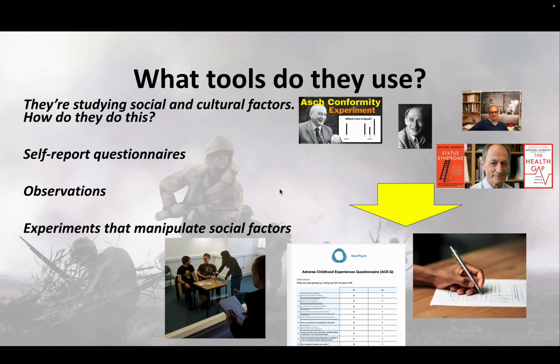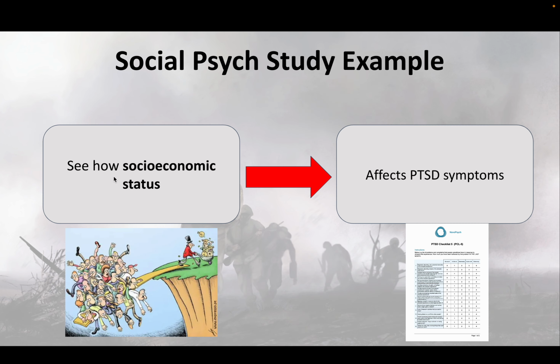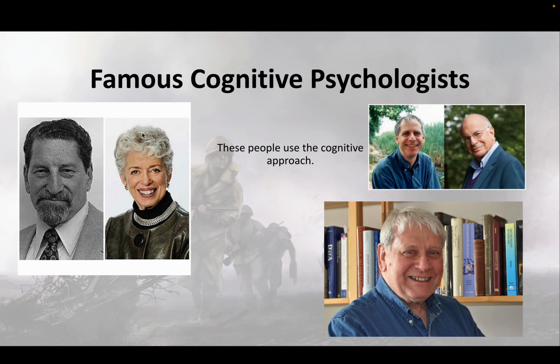And they conduct experiments that manipulate social factors. So they would see how, for example, socioeconomic status might affect behavior or PTSD symptoms. So their independent variable, or their potential cause, their hypothetical cause in their studies is social or cultural.